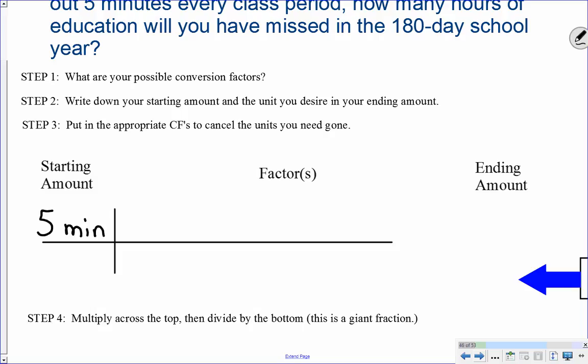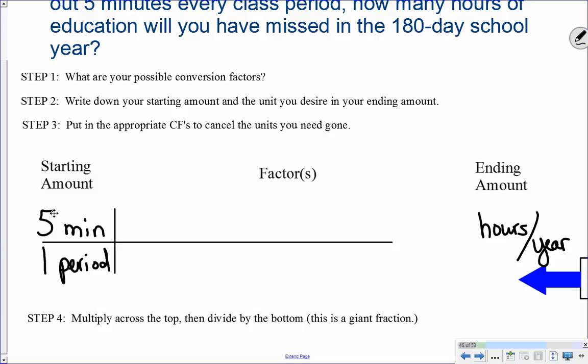I'm going to zone out for 5 minutes of every one period. Now we haven't started with a fraction yet, so that's a little bit different. I want to know how many hours per year of education I'm missing out on. So we can actually have a fraction in our ending amount. So the first thing I want to do is I can get rid of either minutes or periods. It really doesn't matter. So let's get rid of minutes. Since minutes are on top, I need to put minutes on the bottom.